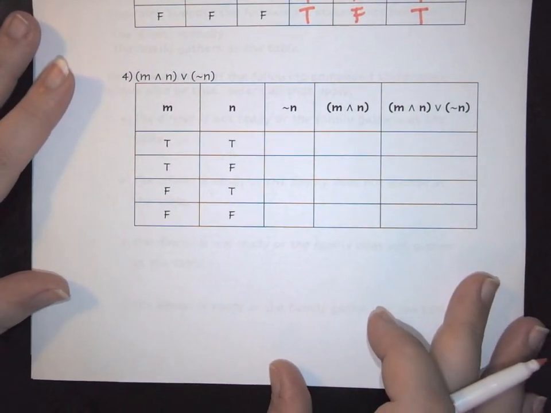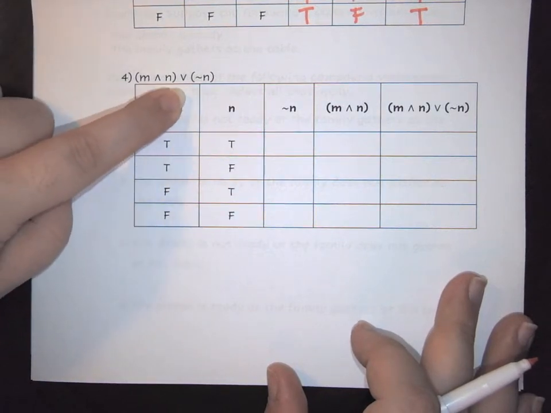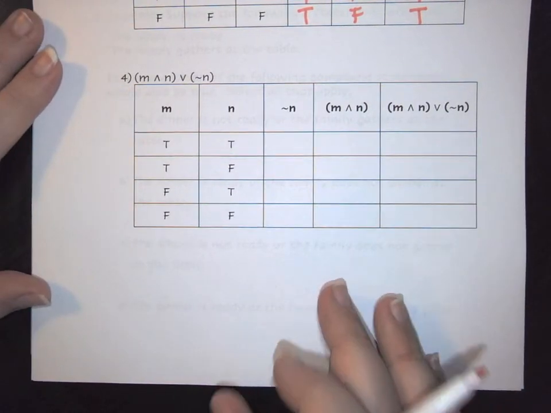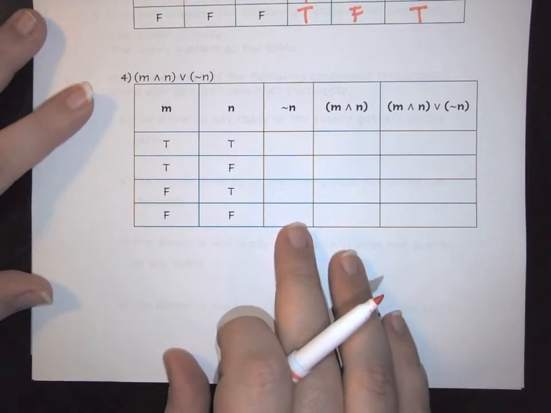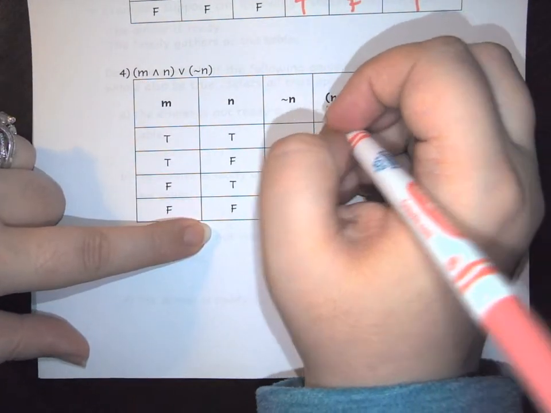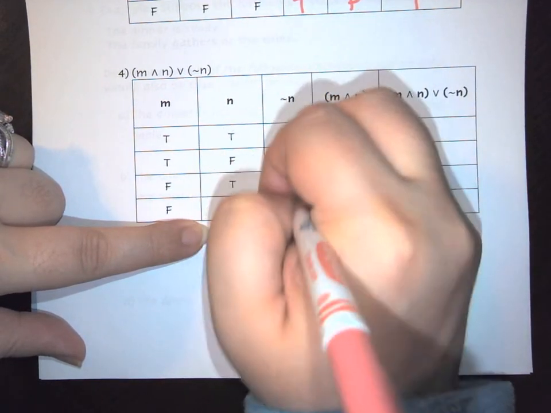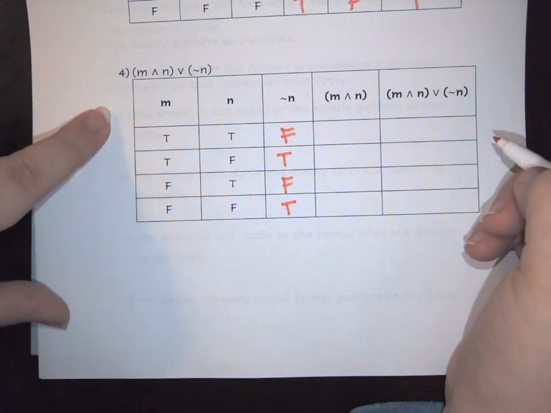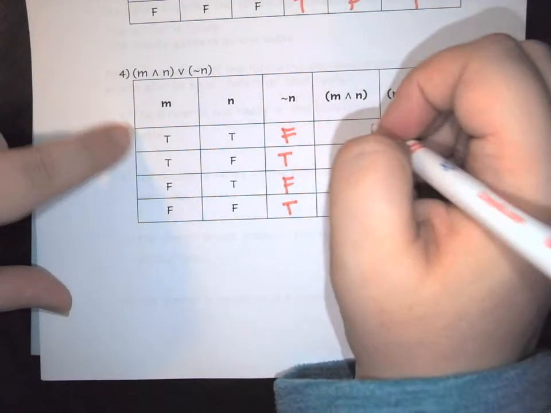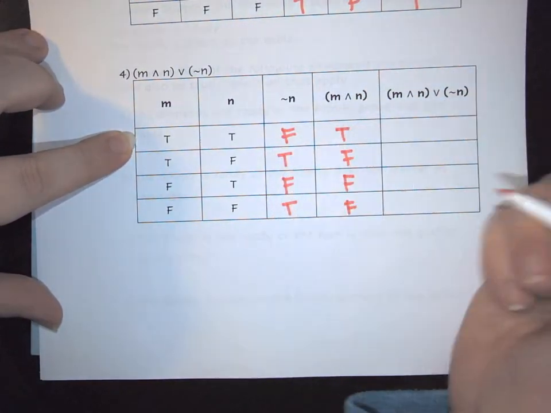Alright, let's do another one. Here I have M and N or not N. So in this case, again, we need to look at the not N piece. So here, we're going to take our N and we're going to flip it. So I'm going to have false, true, false, true. I need to do N and M, so that's looking at these first two columns here. And so we're going to end up with true, false, false, false.